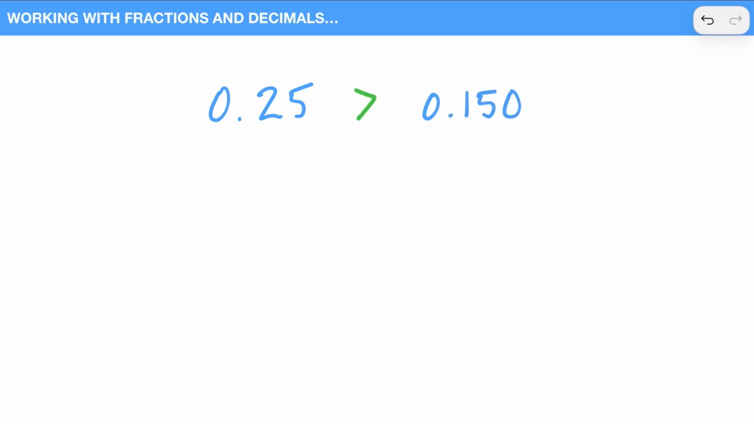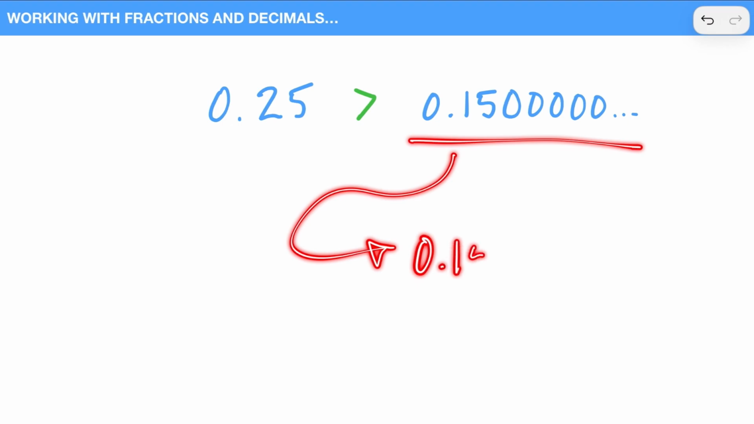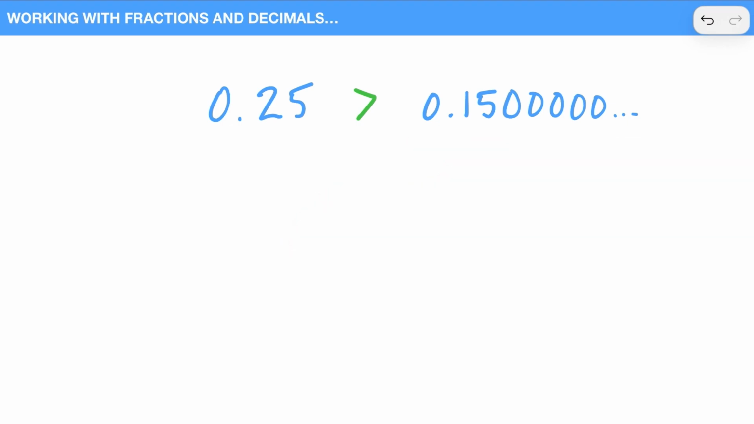Now, another misconception is that adding a 0 to the end of a decimal does not change, add, or subtract the value in any way, shape, or form. This number right here is the same as 0.15. Just because I added a bunch of zeros does not make this any bigger. So that's something to keep in mind about decimals.